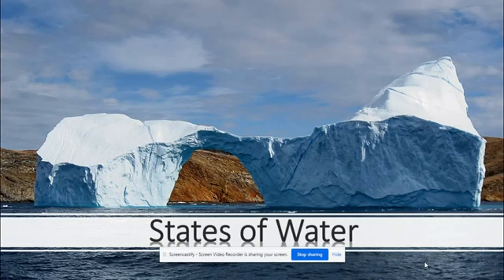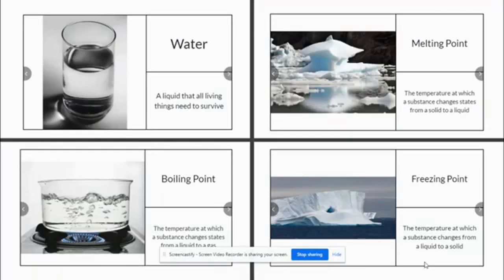So this is the unit on states of water. In this picture, you see three different states of water, believe it or not. You see the water, of course. You see ice. And then in the clouds, you see water vapor. So three different forms of water, three different states of water.